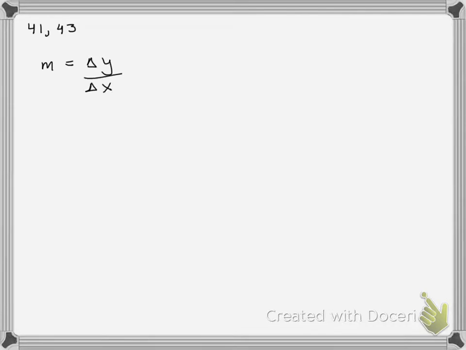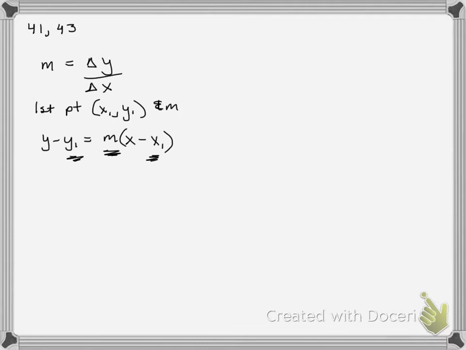Then you take your first point and your slope. First point, so you'll have an x and a y, and you'll have your slope, your m. Then you're going to use this equation: y minus y1 equals m times x minus x1. This is the easiest way, I think. You'll plug in there, plug in there, plug in there, and that'll be your answer.